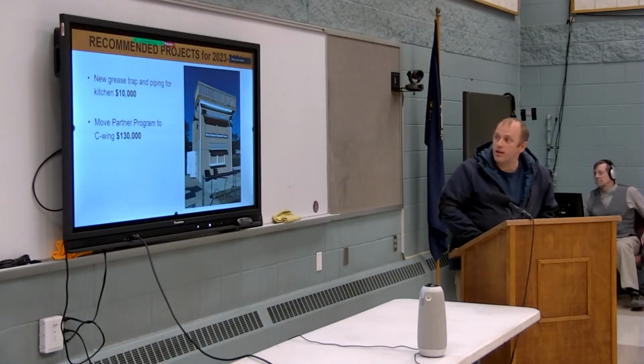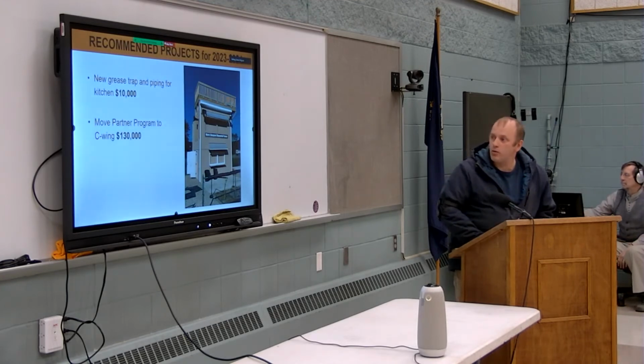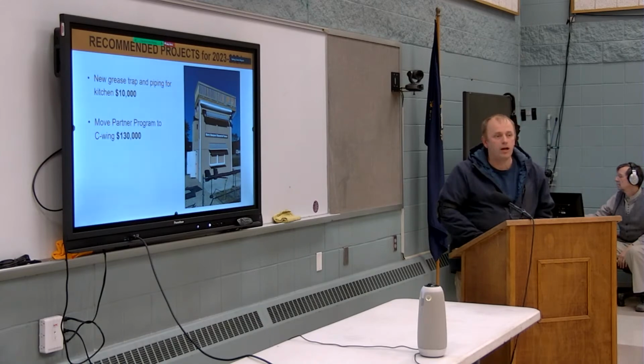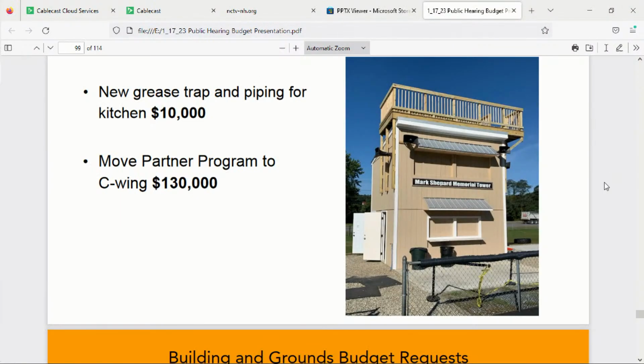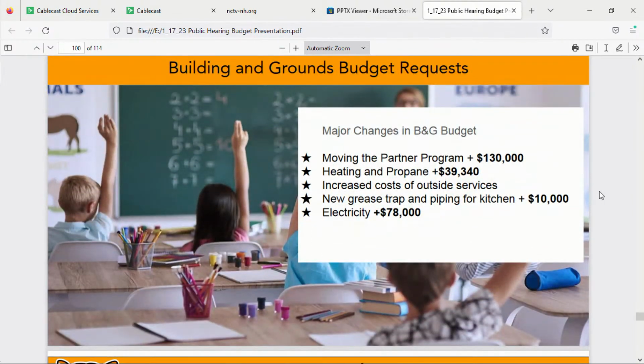These are the two projects that I have currently slated, the grease trap and the piping, and then moving the partner program to the C wing, upstairs to be exact, in the middle school section. And then the major changes, moving the partner program, obviously. The heating and propane is $39,340 overall. The increased cost of outside services, the new grease trap, which is $10,000, and then the increase in electricity, which is $78,000.